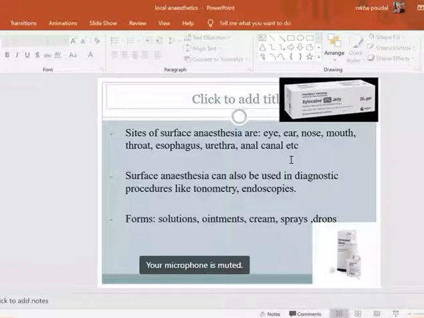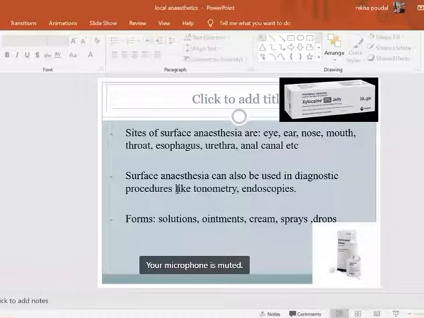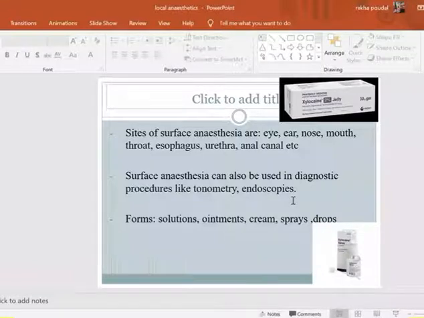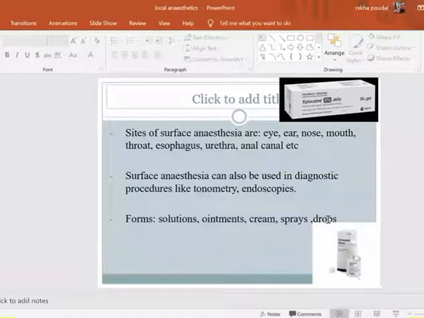Surface anesthesia can also be used in diagnostic procedures like tonometry, as I already told, during endoscopies, etc. And various forms of surface anesthetics may come in solution, ointment, cream, spray, and drop. So these are the jellies we can use, and this is the spray. We usually use this spray while doing endoscopy.